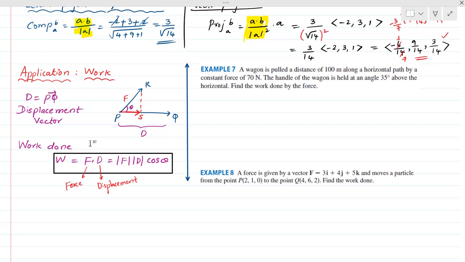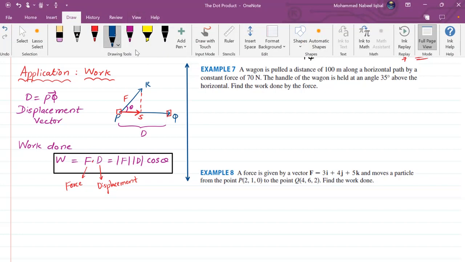When two points are given, you have to convert these two points into the vector first. If the vector is given, well and good. If it is not given, and two points are given, we have to convert them into vector form, and then we will take the dot product. Let us start with this one here.